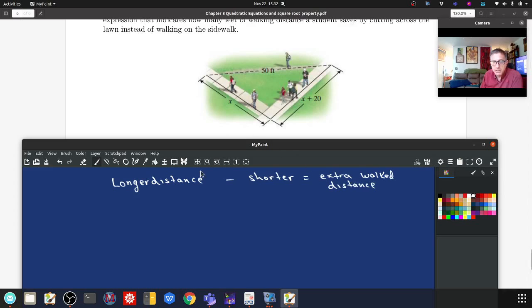So the longer distance is x plus 20 from the diagram, because it's this length x plus this width x plus 20, and the shorter distance is given to us to be 50.